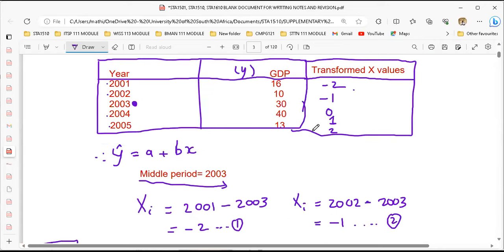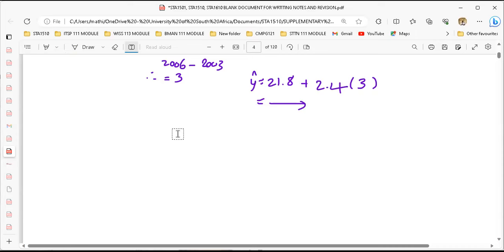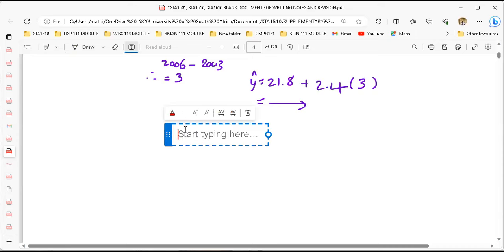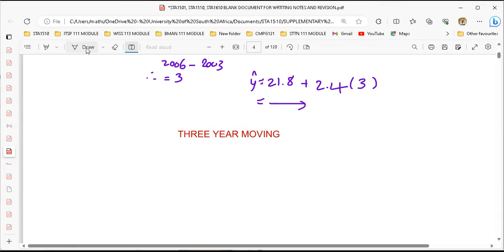Now let's focus on the moving averages. With the moving averages, we have what we call the 3-year moving average. I'm going to show you how to find the 3-year moving average.